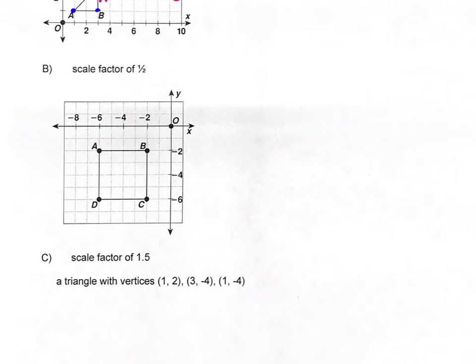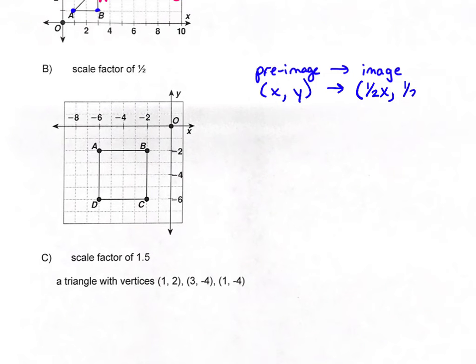B part, we have a scale factor of 1/2. So we're going to take the pre-image and always go to the image, which means we're going from (x, y). And since it's a factor of 1/2, it just means that we're going to multiply 1/2 by x and then multiply 1/2 by y. So here are my ordered pairs.